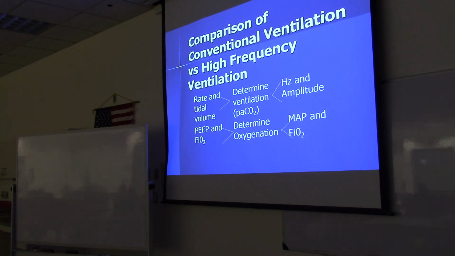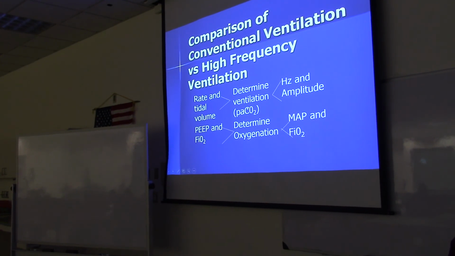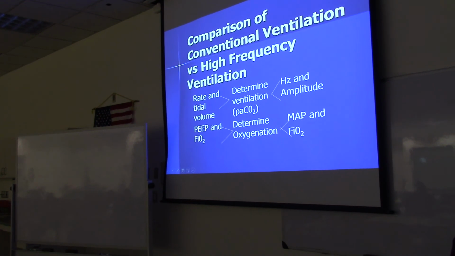All right, in the middle it has, you determine ventilation and you draw blood gas and you look at the CO2 in the blood to determine if you're ventilating properly. With conventional ventilation, we'll change the rate and the tidal volume to achieve that. With oscillatory ventilation, we change the Hertz and the amplitude. For oxygenation, with conventional ventilation, we use our PEEP and FiO2 controls. But with high-frequency ventilation, we use the mean airway pressure and FiO2.